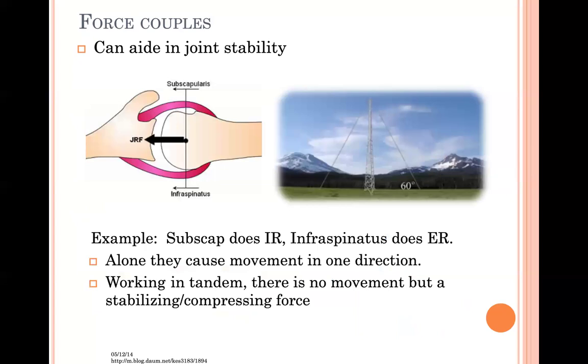Again, the subscapularis does internal rotation, IR, and the infraspinatus does external rotation. So alone, they cause movement in the one direction. Your subscapularis is in charge of just that internal rotation of the joint, and then your infraspinatus does the external rotation of that joint. However, when they work in tandem, there's no movement, but it's a stabilizing and compressing force. So that's what keeps your shoulder where it is, and it prevents it from moving back and forth. So anytime we have a subluxed shoulder, we'll typically have an issue with one of these.